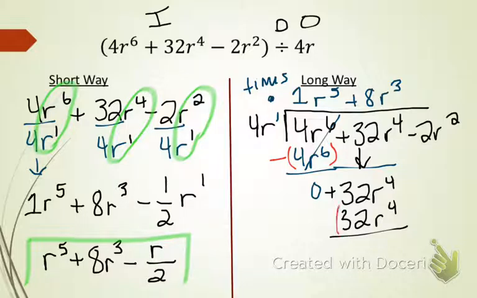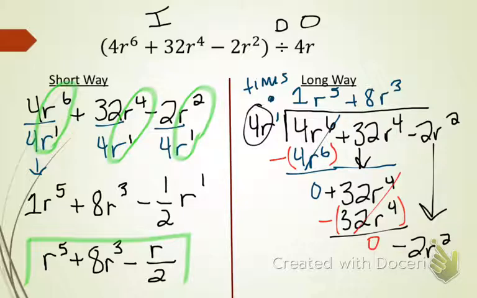Next step, subtract them. That gives us 0, and we bring down the last term. Negative 2r to the power of 2. Okay, so how many times can 4 go into 2? The answer is none. So at this point we stop. This becomes our remainder. So the final answer will look like this.